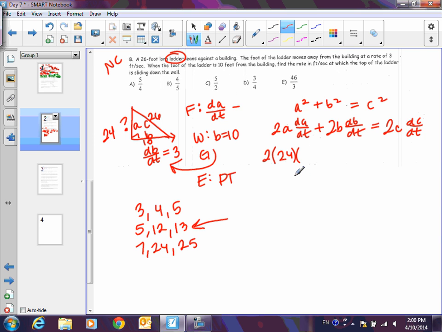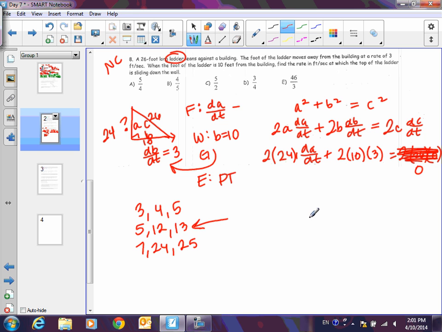dA over dt, that's what we're looking for. Let me erase that. So dA over dt, okay, B is 10, dB over dt is 3, 2, 26, and dc over dt is also not given, but since this is representing the ladder, it doesn't change at all. And that's true of all these ladder problems. You're not going to get an extendable ladder problem. Don't worry about that. Okay, so look what happens to that whole side.